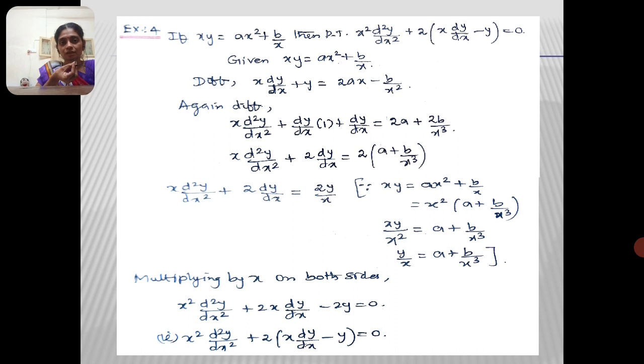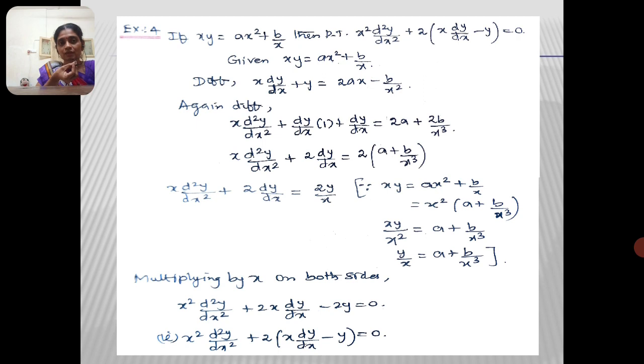So differentiating twice we get x d²y/dx² plus dy/dx into 1 plus dy/dx is equal to 2a plus 2b/x³. So simplifying we get x d²y/dx² plus 2 dy/dx equal to 2 into (a plus b/x³). Now we have to find the value of a plus b/x³.